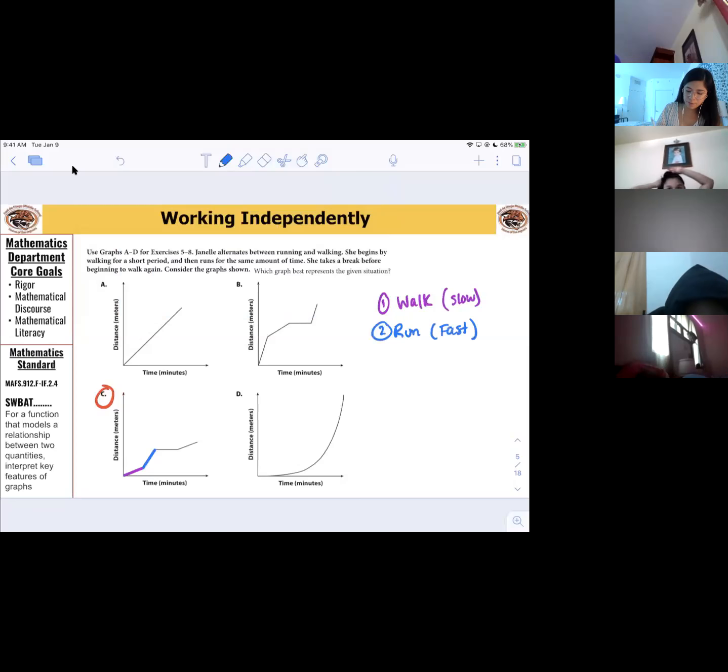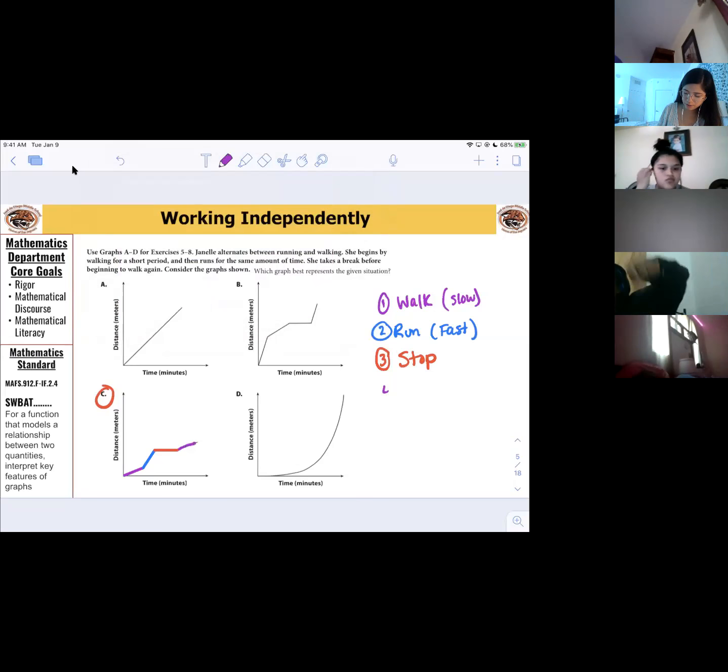And remember what I said before is that whenever it's flat, what's happening when it's flat? Stop. That's a stop. Her distance is the same. And if your distance isn't changing, that means you're not moving, right? So she's not moving. So that's why we have a stop there. And then in her last segment, it's very similar to the first one because it's going slowly. So you know she's back to walking.